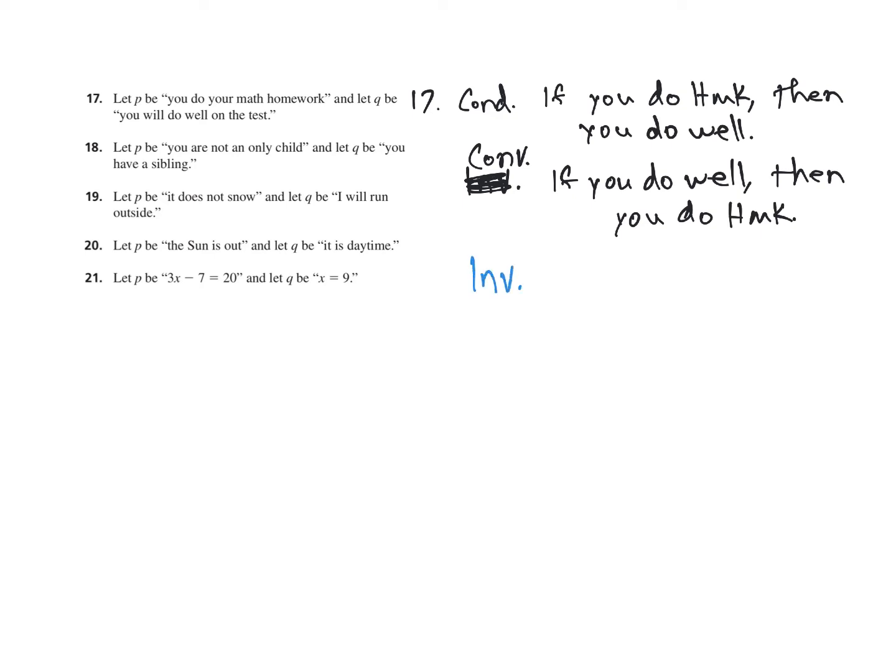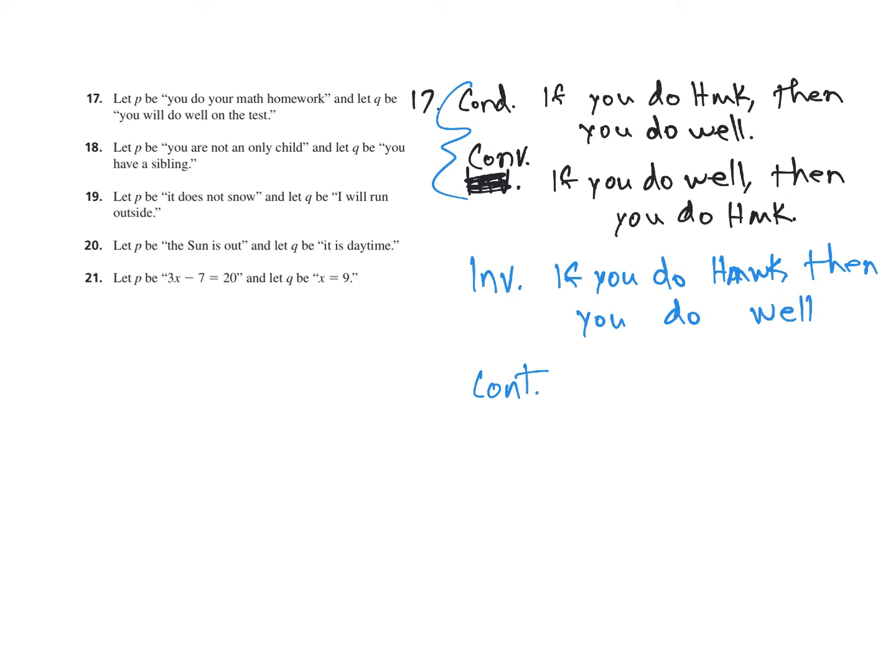And the inverse is taking each of these, and we just rewrite these. I'm just going to rewrite them just like they are, and I'll show you how you do this. So if I take the conditional, I'll write it. If you do your math homework, then you do well. Okay. And then I'm going to write the converse here. If you do well, then you do homework. All right, so watch what I do here. Notice that these two statements and these two statements are identical.